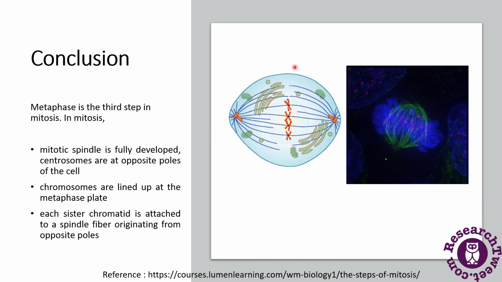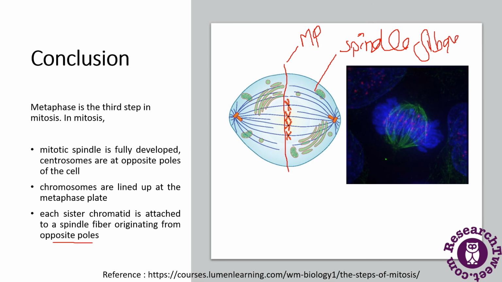This equator is also known as the metaphase plate, as I have shown in the last diagram: this line is the metaphase plate, MP. Each sister chromatid is attached to a spindle fiber originating from the opposite poles. These are the spindle fibers.